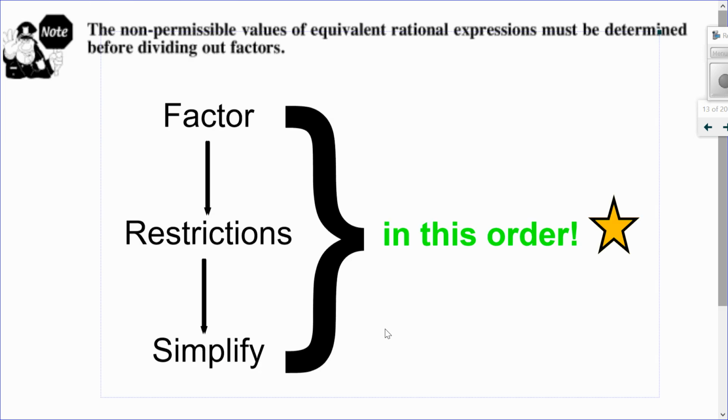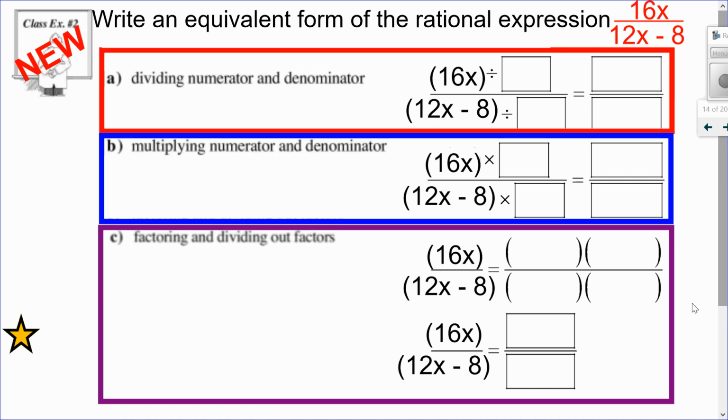So when we're simplifying an expression, these are the steps I want you to follow. Factor, state restrictions, and then simplify, in that order. It's super important that you state your restrictions as soon as you factor. So let's try an example.